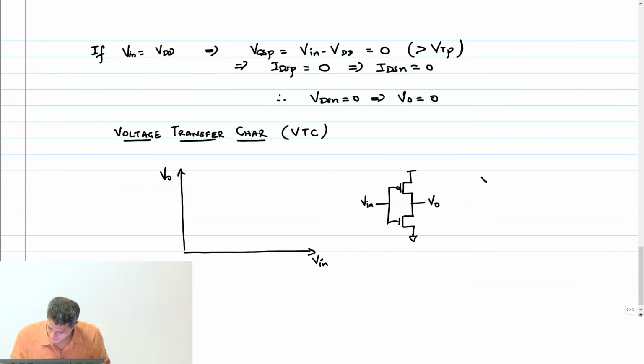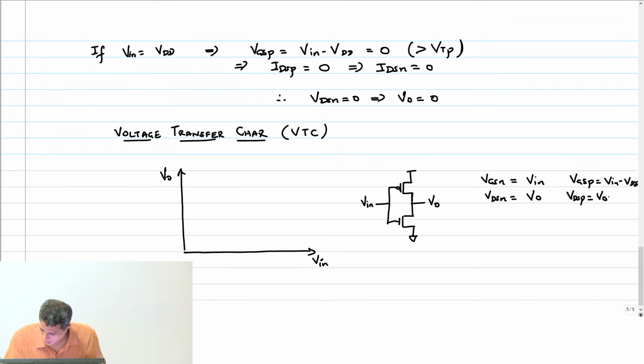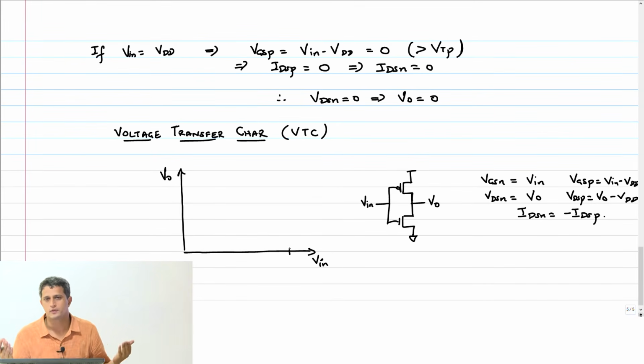And of course the constraints are simple. VGSN equals V in, VDSN equals V out, VGSP equals V in minus VDD, VDSP equals V out minus VDD, and IDSN equals minus IDSP. Okay, so what we are going to do now is to sweep V in from 0 to VDD. In the process, there are going to be some transition points, right? So when we sweep V in from 0 to VDD, what do you think the first point of transition will be?